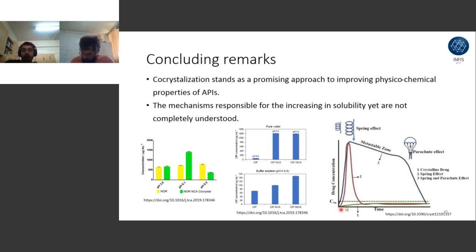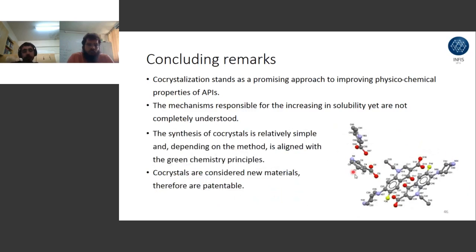So we have firstly this spring effect, where the concentration of the drug quickly goes to a high level, and then, due to the interaction of the drug molecules within the medium in the solution, the concentration starts to decrease. But this decrease is not as quick as the increase of the concentration, which is called the parachute effect. However, this is not well understood yet. So there is a lot of physics or science that might be related to this phenomenon.